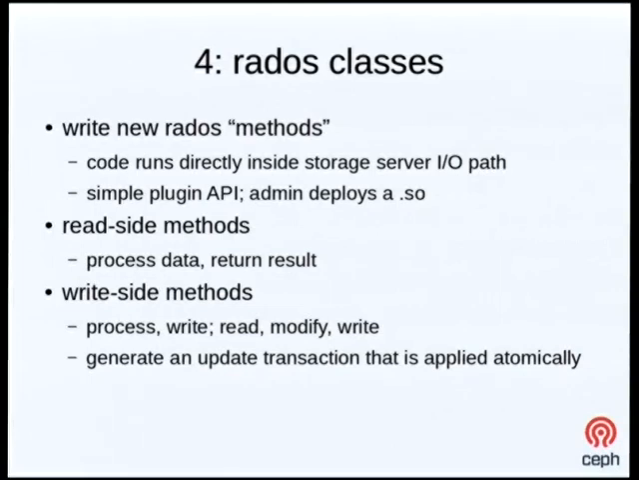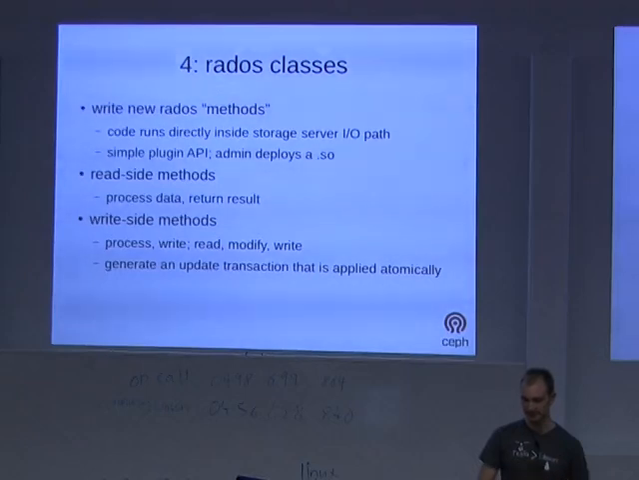So there's a simple plugin API that lets you write these new methods. The admin will build it into a shared object and deploy it on all your object servers. And then the clients can invoke that code using the RADOS API. So this comes in 2 flavors. You can have read-side methods that will send a request, a method invocation, off to the storage cluster. They'll do some processing and return the result. And then there's the write-side methods where you send a request. It'll maybe do a read, modify, write, do some computation, validation, generate a transaction that's consistently and safely applied to all the replicas on that object.